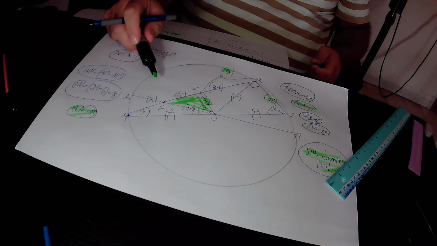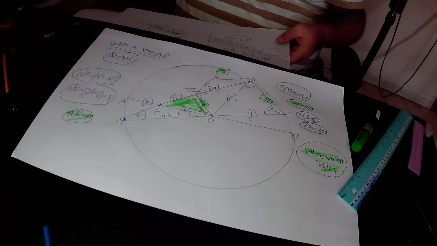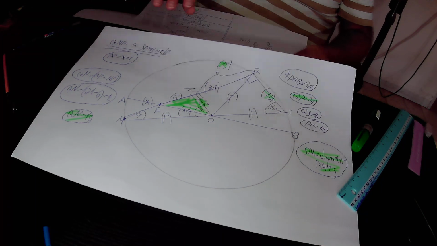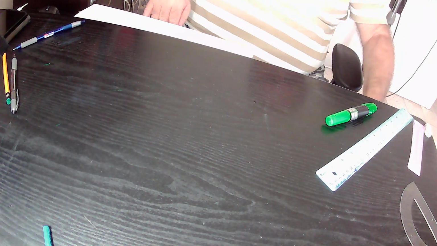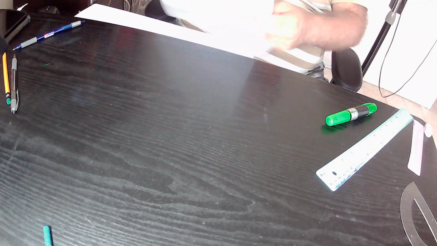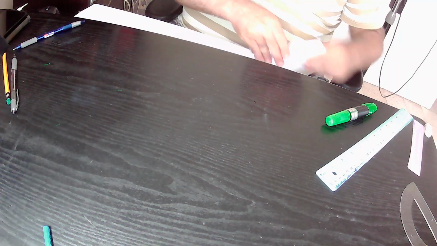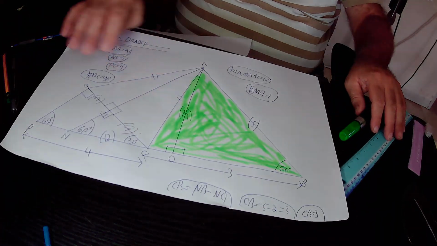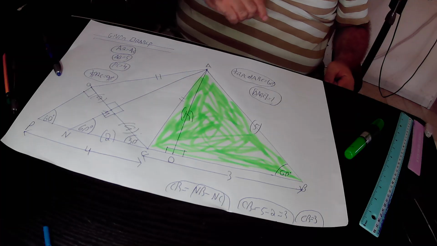The next step, I will summarize the lecture. We start with the first question, of course. The first question, our task is to find out the area of this green triangle, triangle ABC.